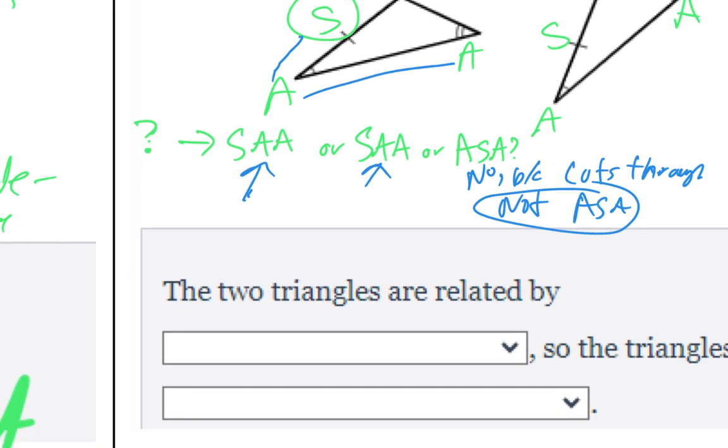Okay, so they are related by SAA, or we can think AAS, so they are congruent. All right, you got this, folks. If you have any questions, just let me know.